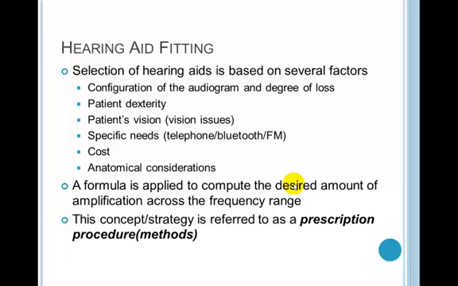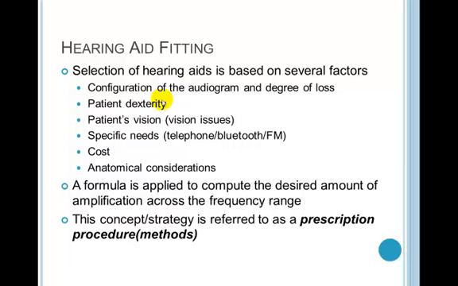A couple different things that we need to discuss at this point. Hearing aid fitting. So this is talking about the selection. The selection of hearing aids is based on several factors, and this is review. We've already talked about this. Of course, we're going to decide what hearing aids we're going to fit based on the configuration or the type of slope of the audiogram and the degree of hearing loss. We're also going to make certain choices about patient dexterity. A patient who has dexterity issues may not be able to manipulate a completely in the canal hearing aid as well as they could a behind the ear hearing aid.